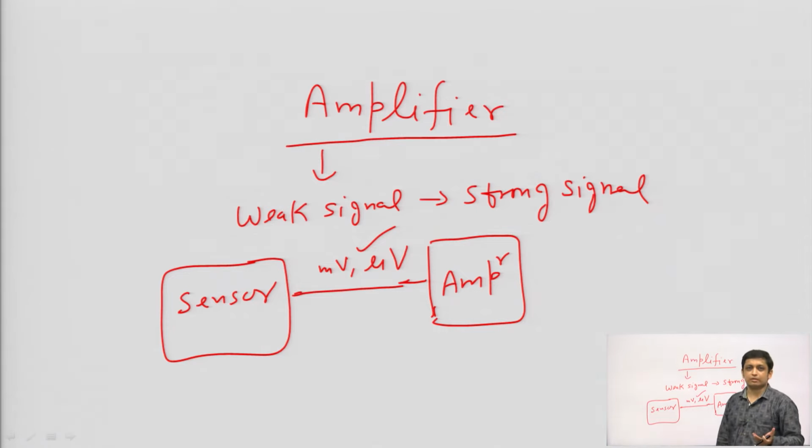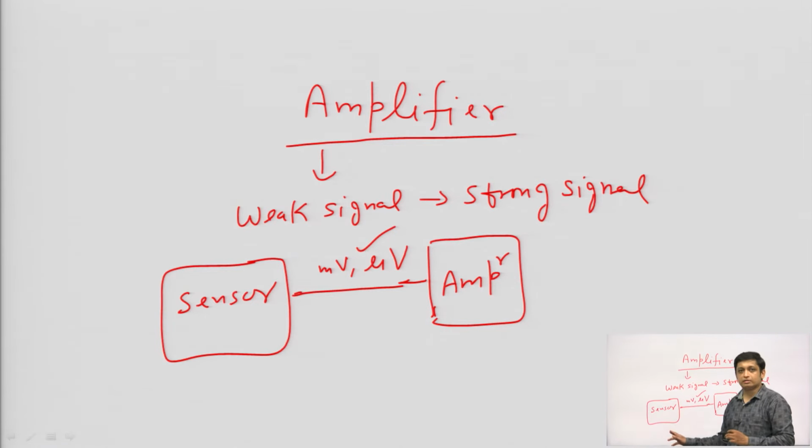If this signal is corrupted, that means your information will be lost. That is not acceptable. We do not want to lose our signal, to lose our information. So, we need to amplify this small signal generated by the sensor. Once it is amplified, then the effect of noise will be very, very less. That is the need of an amplifier.